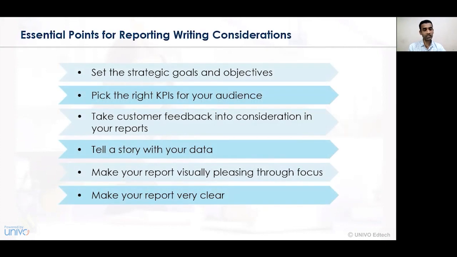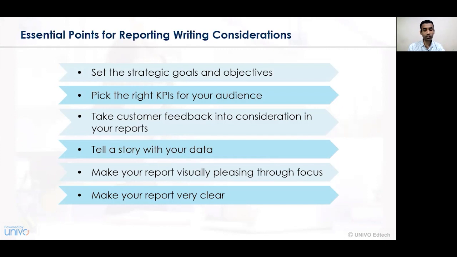Now let's understand the various essential points for writing a considerations report. The first point is setting the strategic goals and objectives. Initially, whatever strategic goals and objectives are there in this organization, all of them need to be identified and set in a very effective way.